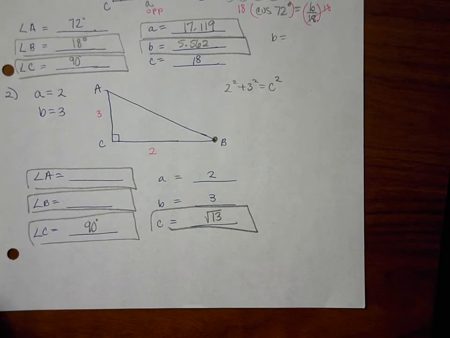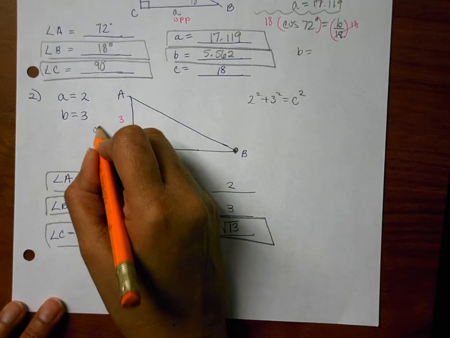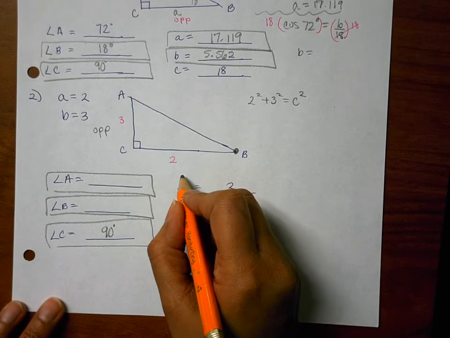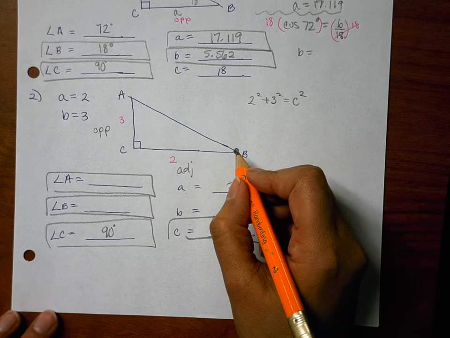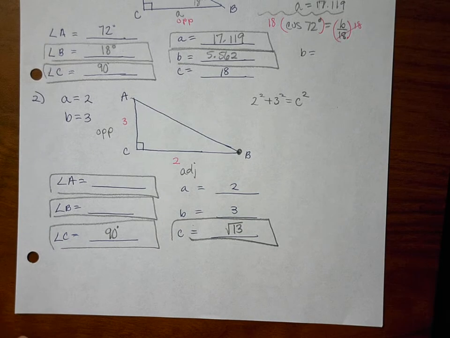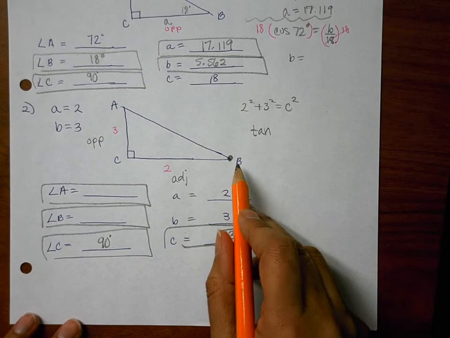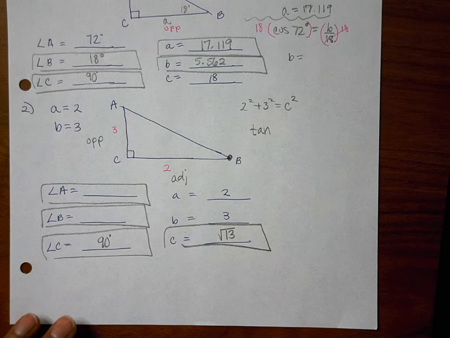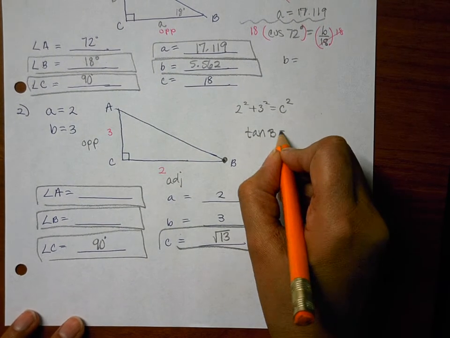Okay. In reference to B, what is 3? What is 2? Do I need to label the hypotenuse? There's no number there, so I'm not going to bother labeling it. Look at your SOHCAHTOA. Which one's opposite over adjacent? TOA. Is that tangent? Tangent of an angle. So tangent of B, 2 or 3? Tangent of B equals what fraction?